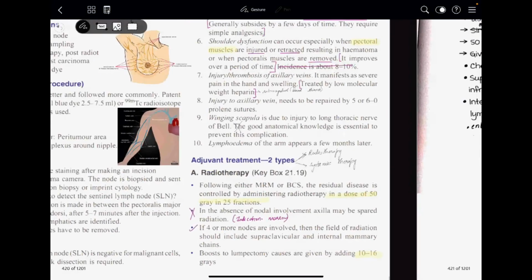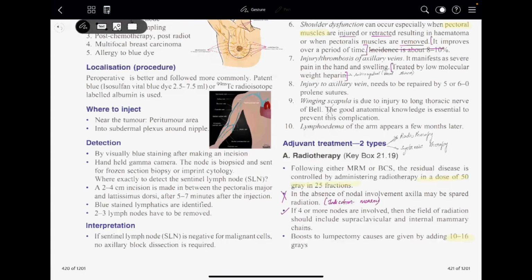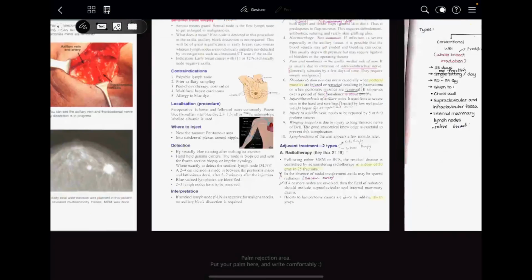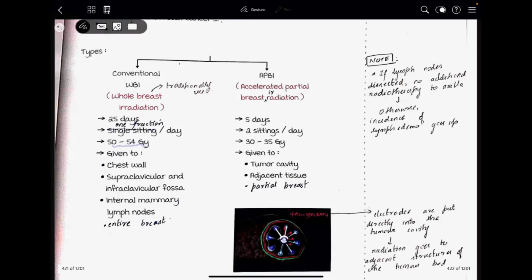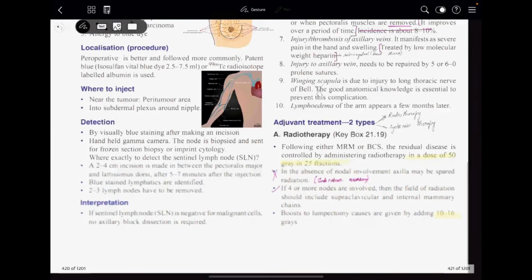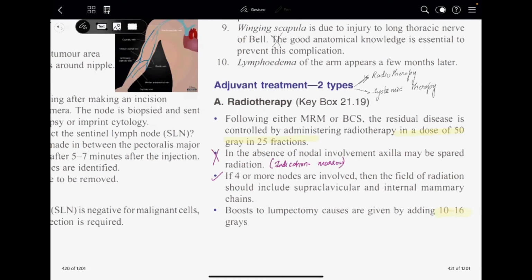So what are the extra points in the textbook? They have said that radiotherapy should be in a dose of 50 grays in 25 fractions. But what sir has said is, the 50 grays part is correct. 25 fractions means 1 fraction per day, which will go on for 25 days, hence 25 fractions. So just remember these 3 lines. That's enough. We have learned the indications. So this is also done.